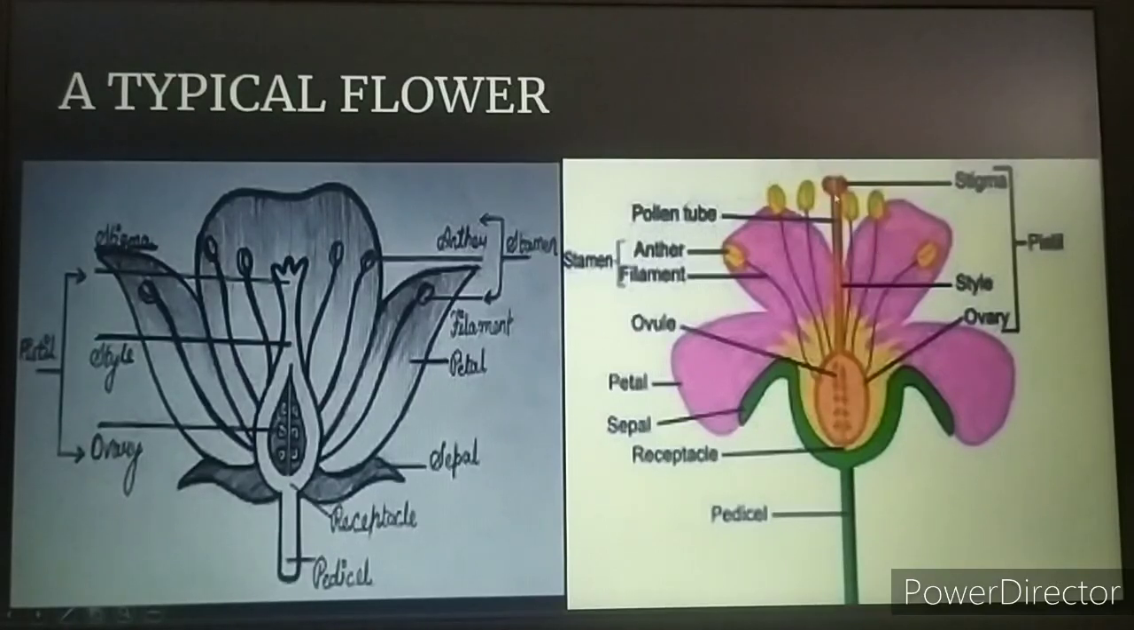The fourth whorl of the flower is Gynoecium. This is the center brownish color. You can see it is showing Gynoecium, or you can also call it as pistil. As you can see here, it is pistil. Now let us talk about the different parts of a flower in detail.